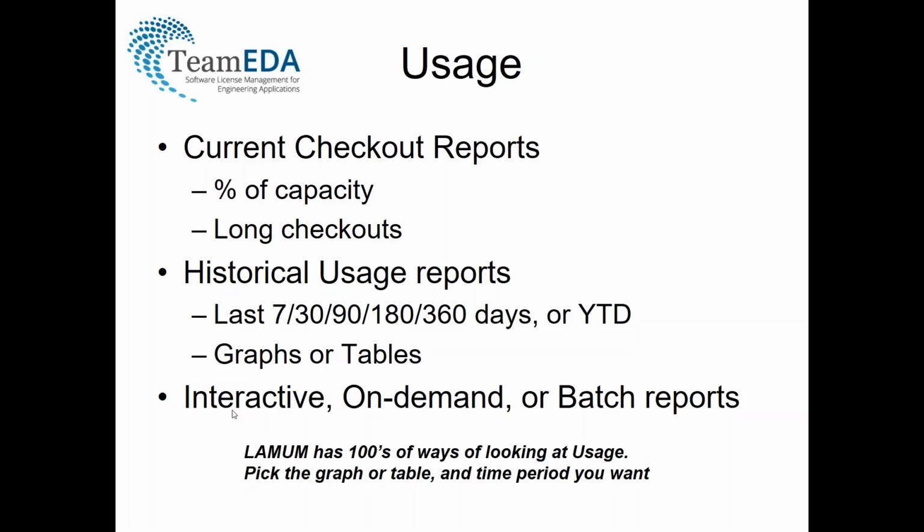And then how do you generate these reports? In our tool, there are three ways: interactive, on-demand, or batch reports. Hundreds of ways of looking at usage. Pick the graph or table. Some data is better shown in a graph. Some data is better shown in a table, depending upon what you want to see. And we've sort of helped you through that, because you can get either graphs or tables for whatever time period that you want. And these are all the predefined time periods that you can get here, plus any custom time period that you choose.